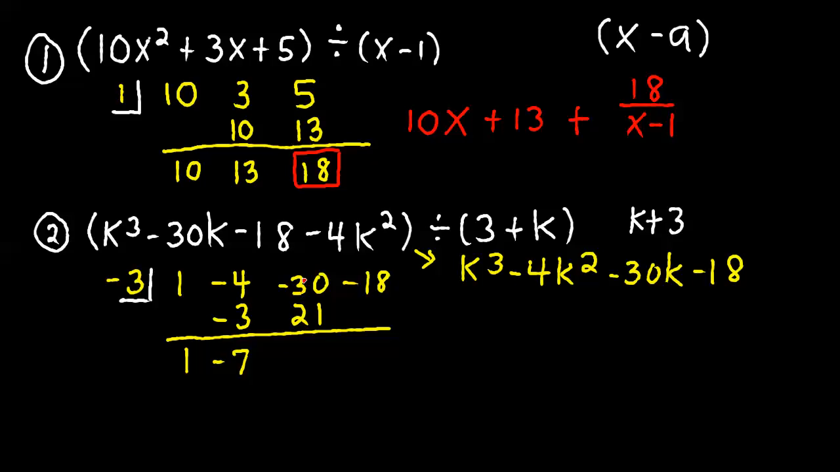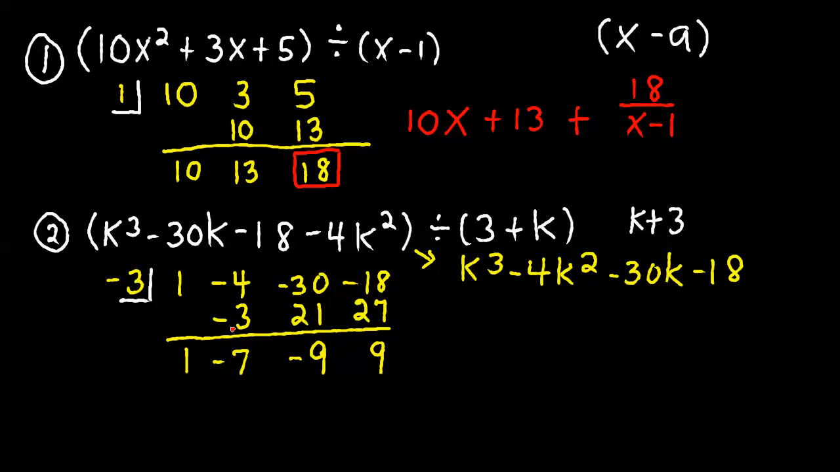And I'm going to add these two together. That was going to be, so -30 plus 21 is going to give me a -9. Okay, I'm going to go ahead and multiply -9 times -3, a +27. I'll add these two together, and I'm going to get a 9.